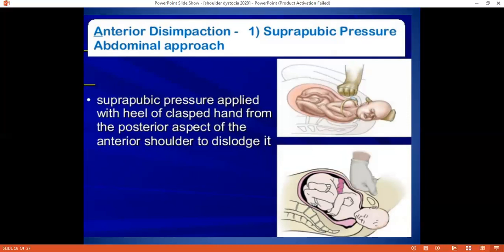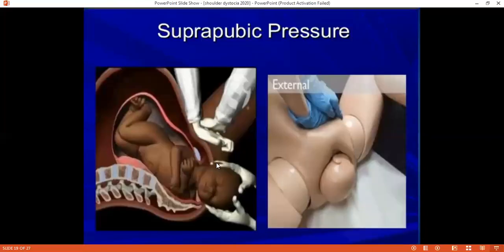A, anterior disimpaction by suprapubic pressure. We try to apply a suprapubic pressure from above on the posterior aspect of the anterior shoulder, we try to adduct the shoulders so the diameter will be less, and with an assistant pulling gently here, the baby can be delivered. This is anterior disimpaction or suprapubic pressure. Like that, and assistant pull. With these two maneuvers more than 90% of cases will be resolved and the baby will be delivered.